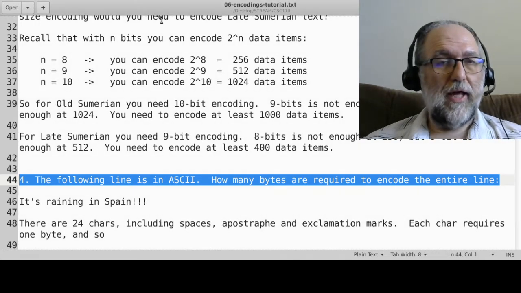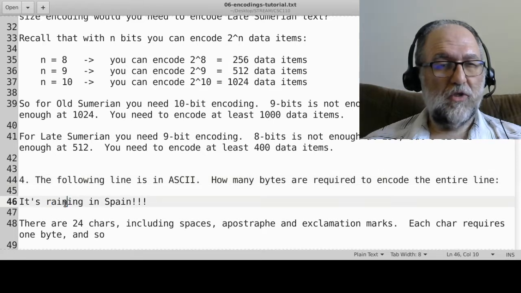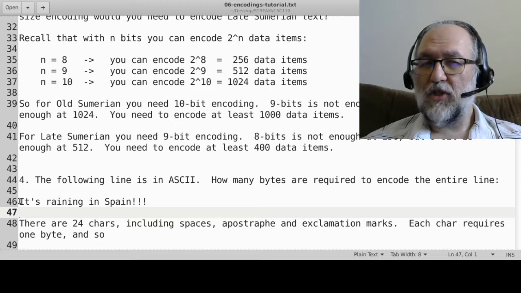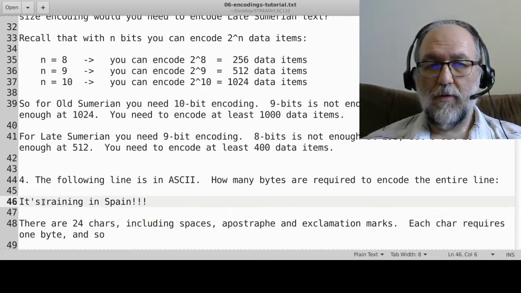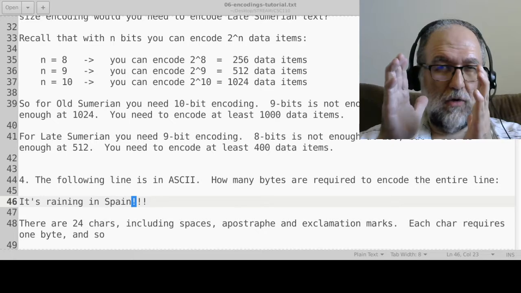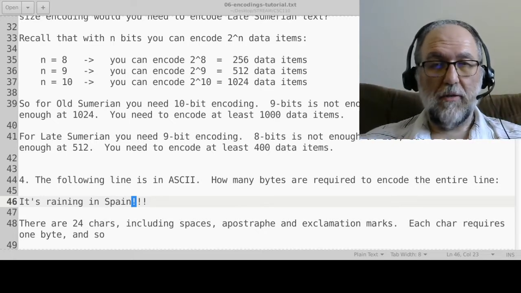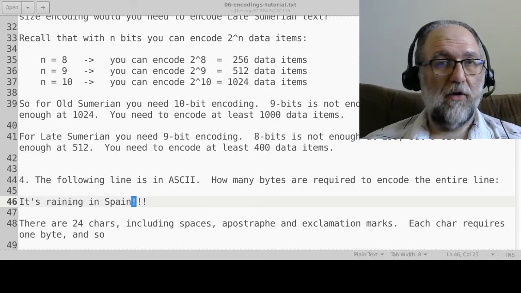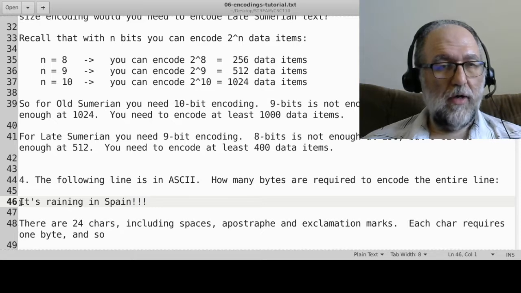So let's do that. The sentence is, it's raining in Spain, like that. And we have to count everything, not just the letters. We have to count spaces, apostrophes, and exclamation points. Everything that is part of the writing system, even the white space characters. So let's go through here.